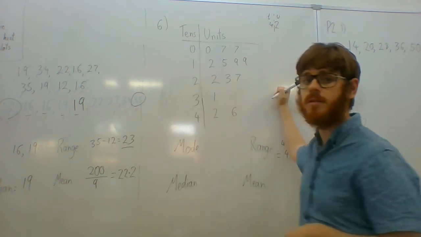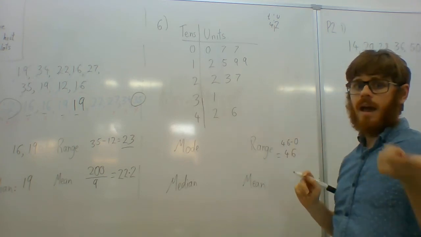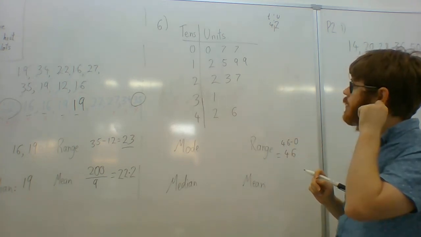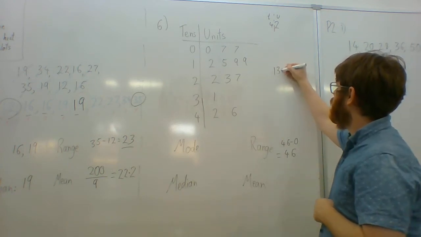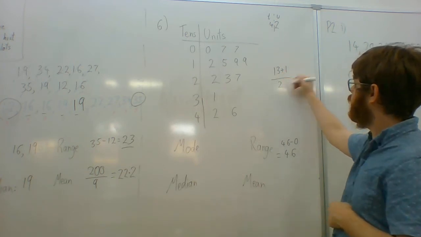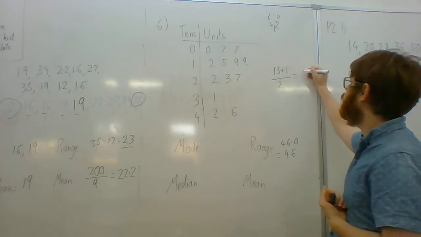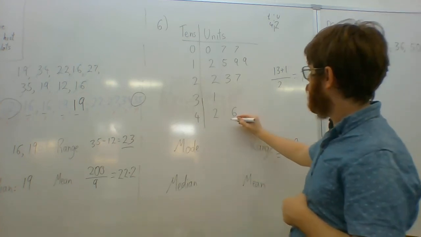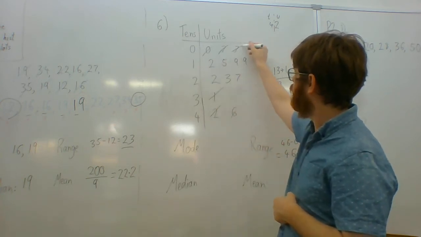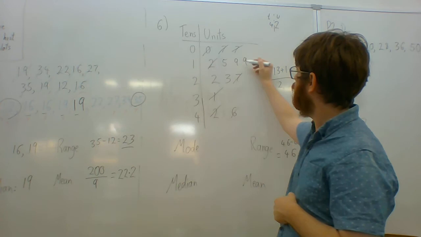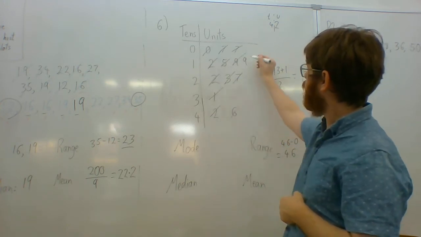Median. 1, 2, 3, 4, 5, 6, 7, 8, 9, 10, 11, 12, 13. There are 13 numbers, which means our middle number will be the 7th number. 13 plus 1 divided by 2 equals 14 divided by 2, which equals 7. Or we could do our thing where we cross out 1, 2, 3, 4, until we get our median.